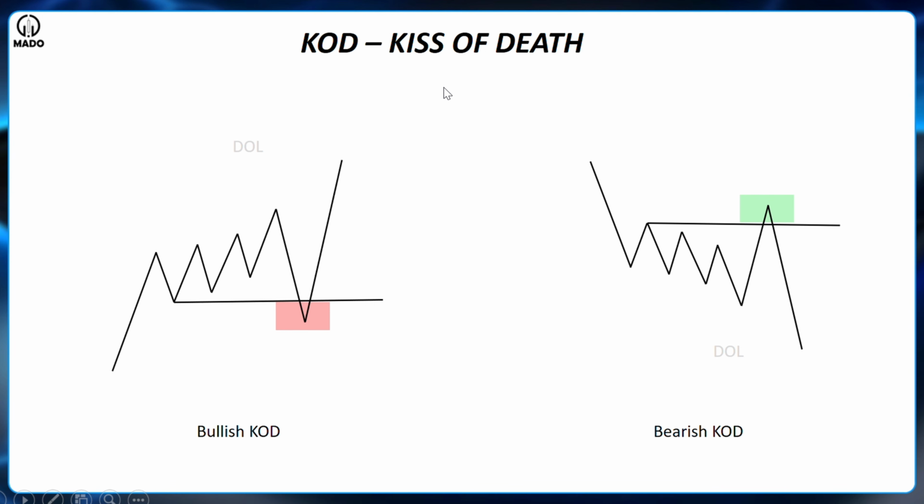And even ICT himself refers to this concept as redistribution. So, what exactly is the kiss of death? It's simply the last turtle soup before the market reaches your draw on liquidity.